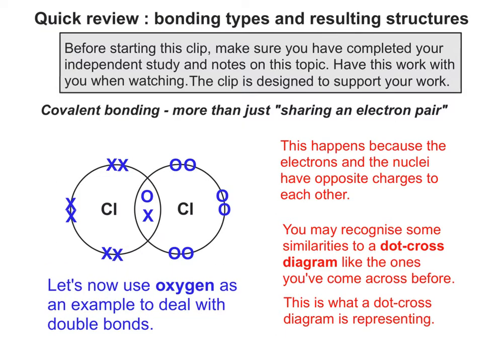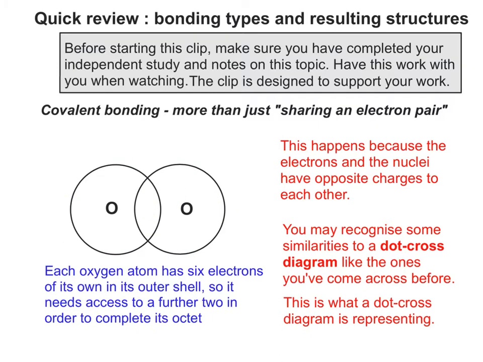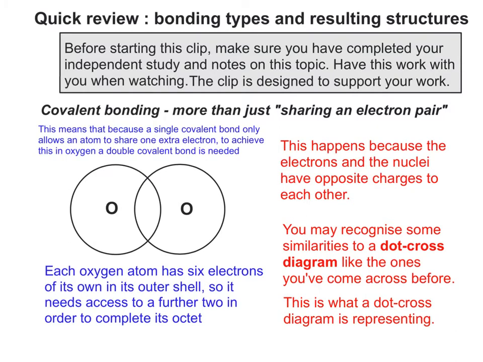Let's now use oxygen as an example to deal with double bonds. Each oxygen atom has 6 electrons of its own in its outer shell, so it needs access to a further 2 in order to complete its octet. In oxygen's case, because a single covalent bond only allows an atom to share 1 extra electron, to achieve this in oxygen a double covalent bond is needed.